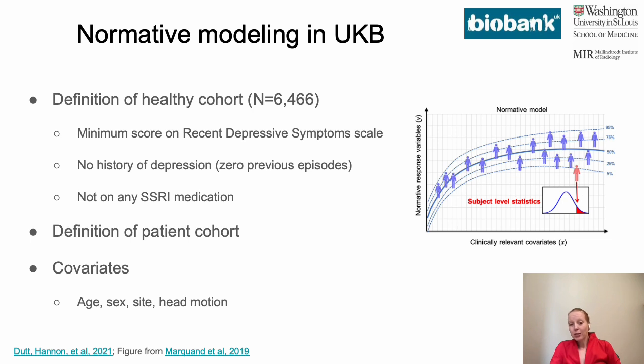The definition of the patient cohort is another question because, again, there's no standardized clinical interviews for diagnosis in the UK Biobank. I'll come back to that in a couple of slides. And then when it comes to the normative modeling, we fit the normative modeling using the healthy cohort, which was 6,500 subjects, using covariates of age, sex, site, and head motion. And the brain measures that we focused on here were multivariate brain measures, including resting state connectivity and amplitudes, cortical thickness, gray matter volume, and some fractional anisotropy from diffusion data as well.